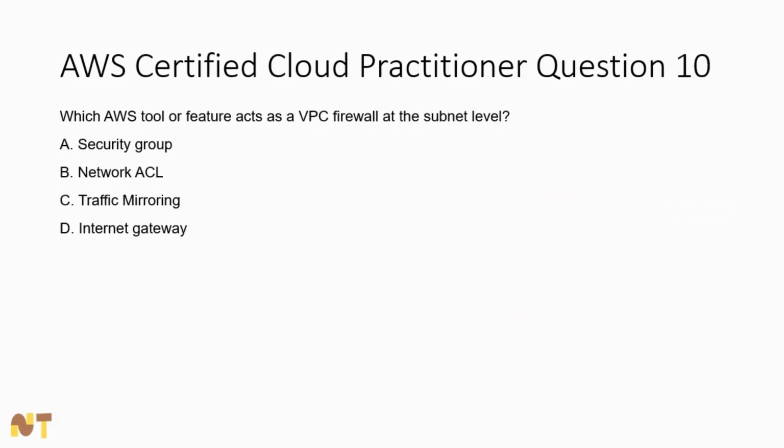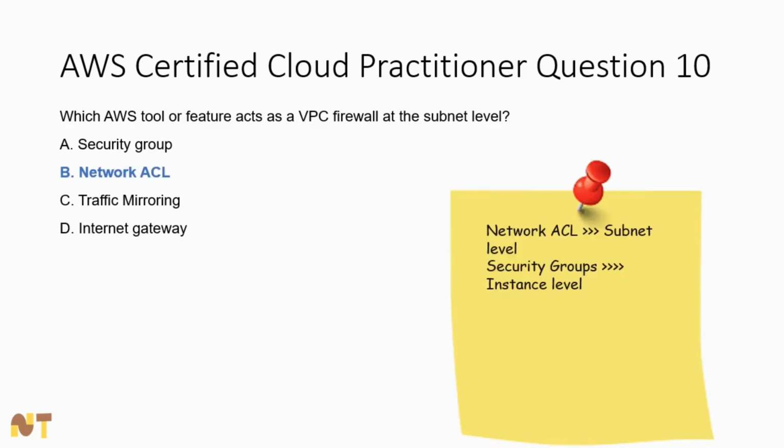Which AWS tool or feature acts as a VPC firewall at the subnet level? Options are A, security group. B, network ACL. C, traffic mirroring. And D, internet gateway. As discussed earlier as well, network ACLs are at subnet level and security groups are at instance level. So the correct option here is network ACLs, which act as a firewall at subnet level.